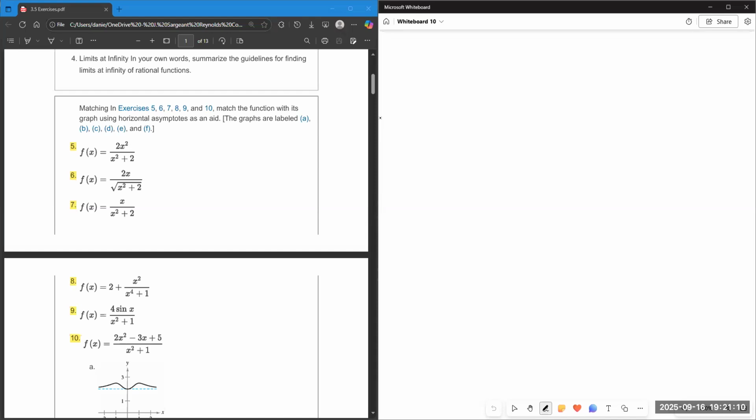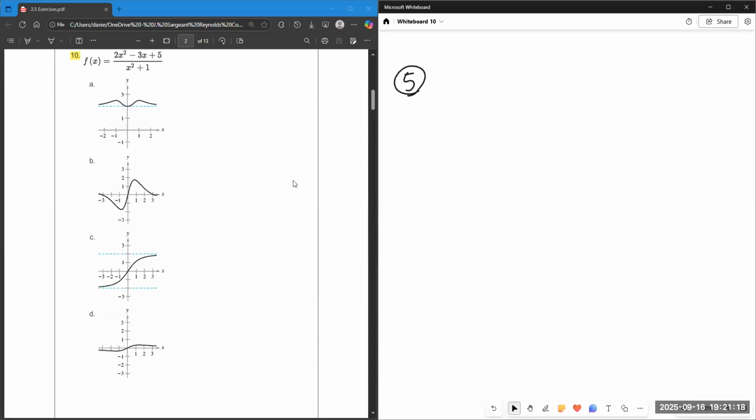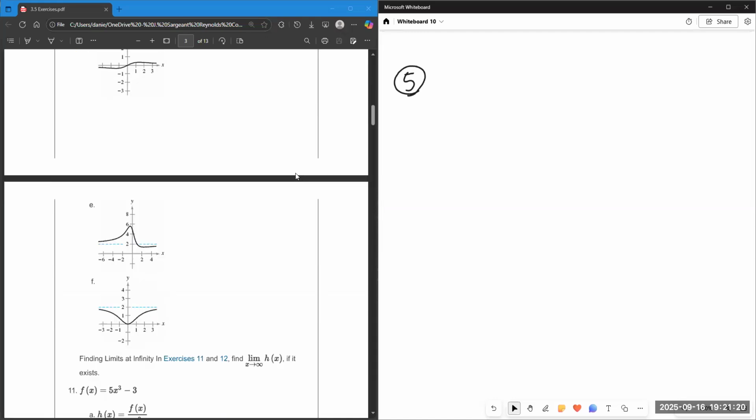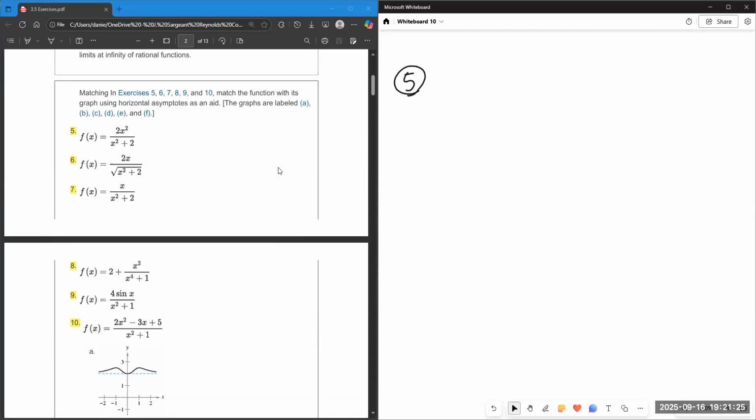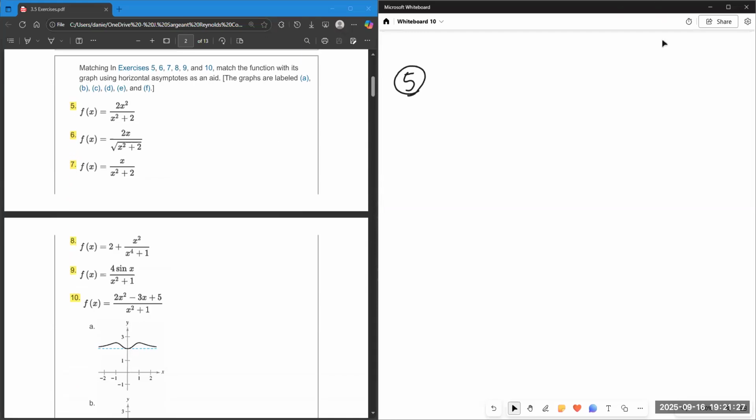All right, so let's look at number 5 first. And this is matching, so I'll have to draw a sketch and then match it for you. So f of x is equal to 2x squared over x squared plus 2.